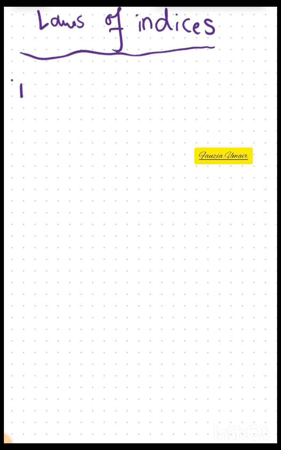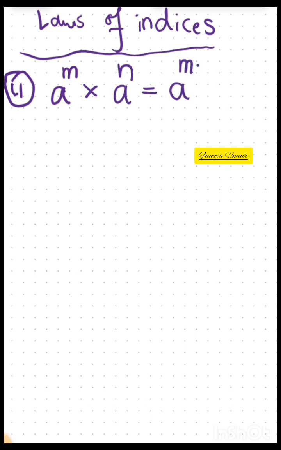Law number 1 is, so I'm naming the laws also which we will be using later on. So law 1 is basically, if the base is same and the power is different and there is a multiplication sign between them, then what we need to do? We will add the powers. So law number 1 has two conditions. One is that the base should be same, and the second is that there should be a multiplication sign in the middle.